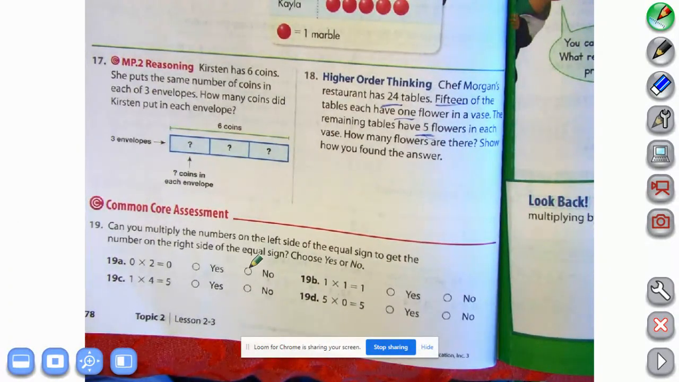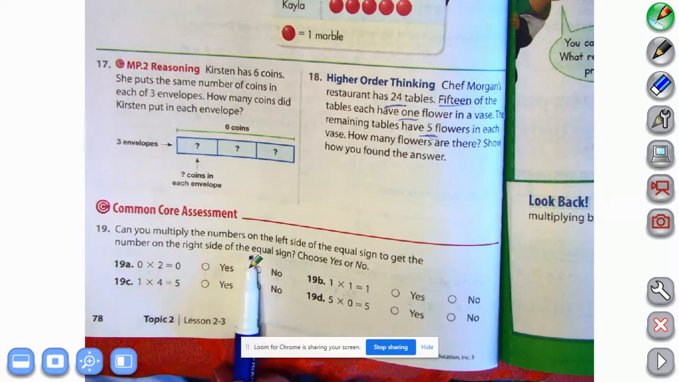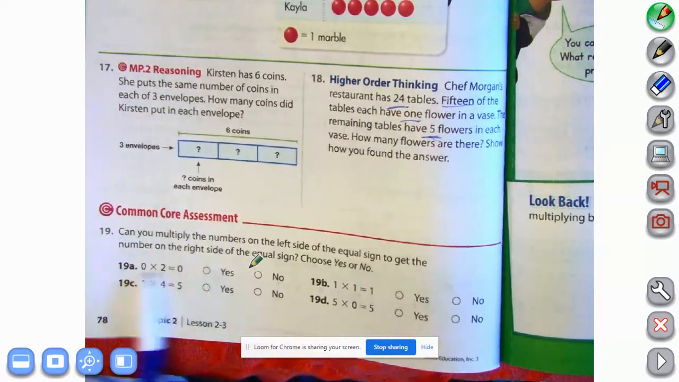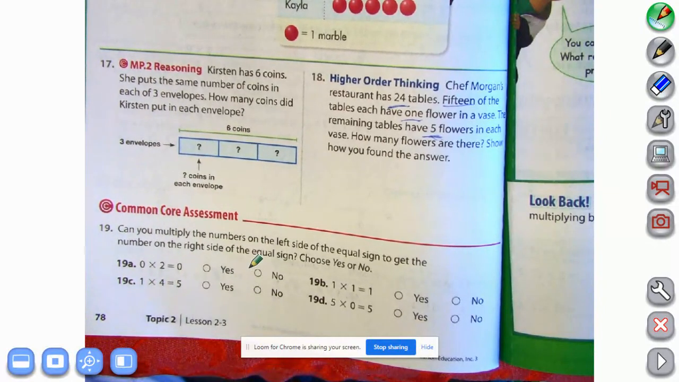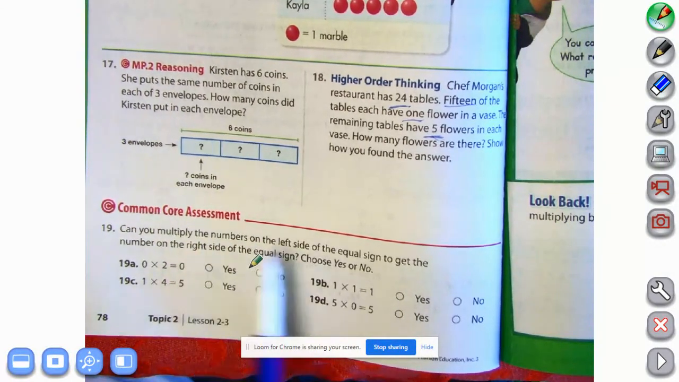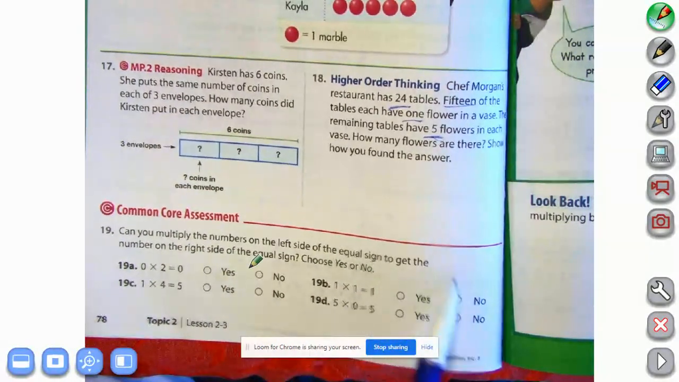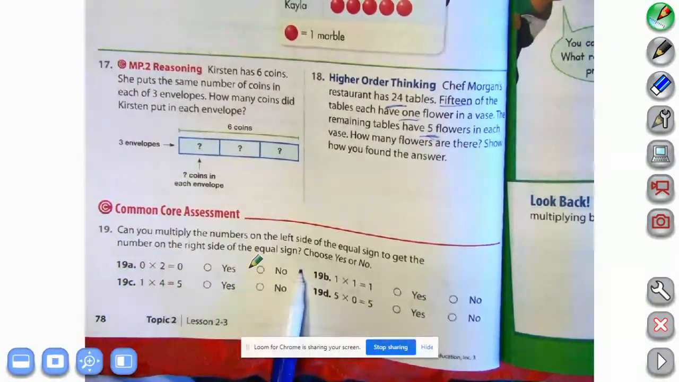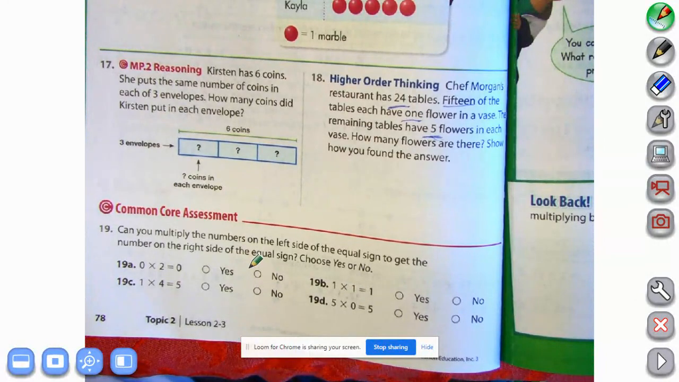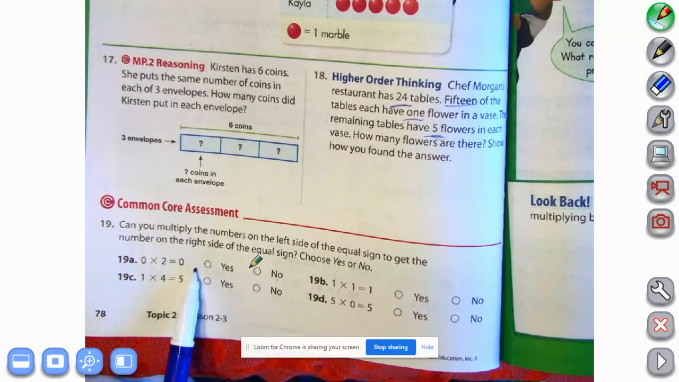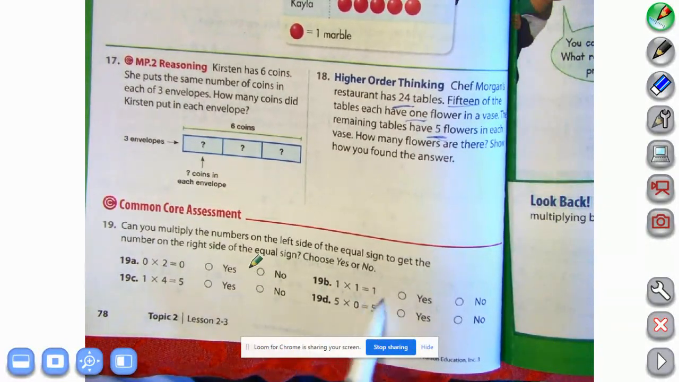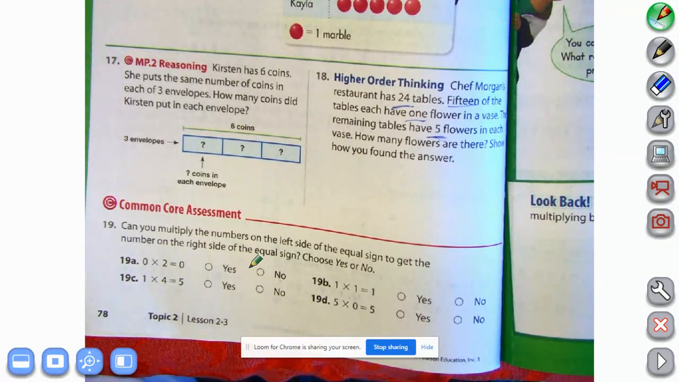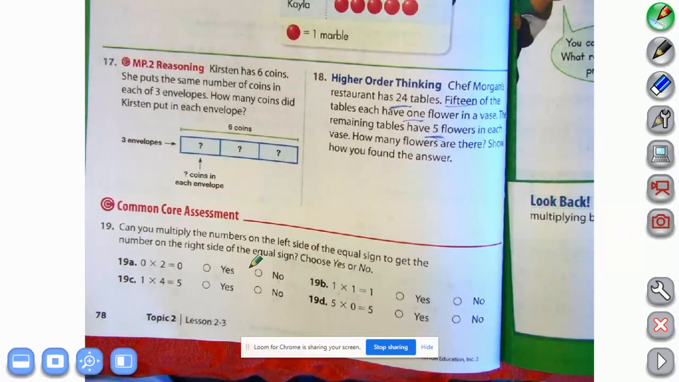Okay. Now at the bottom it says, can you multiply the numbers on the left side of the equation to get the number on the right side of the equation? Let me reread that. Can you multiply the numbers on the left side of the equal sign to get the number on the right side of the equal sign? Choose yes or no. Goodness sakes, that was a tongue twister. 0 times 2 is 0. 1 times 4 equals 5. 1 times 1 is 1. 5 times 0 is 5. So you're going to be picking yes or no on there.